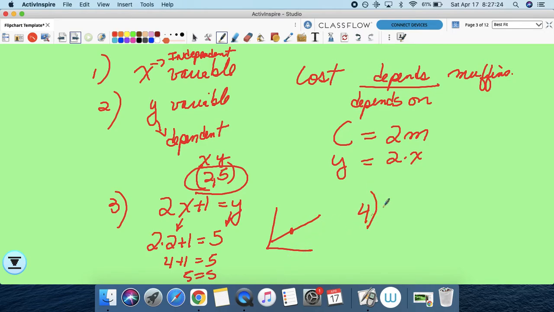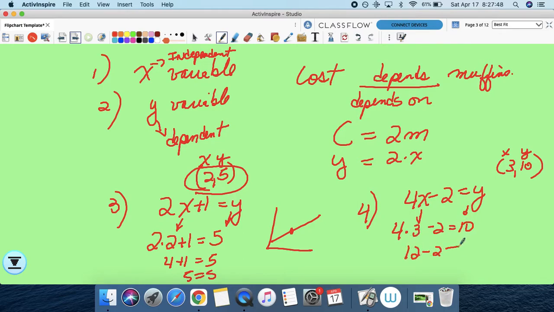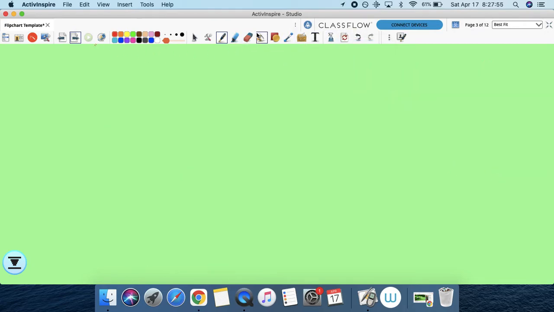4, same thing. Different: 4x minus 2 equals y, and then here our point is (3, 10). So let's check. We write x and y. So we're going to go 4 times 3 minus 2, and the y is 10. 4 times 3 is 12, minus 2. Is that 10? Yes, 10 equals 10. So that is also a check. Right, so number 5.